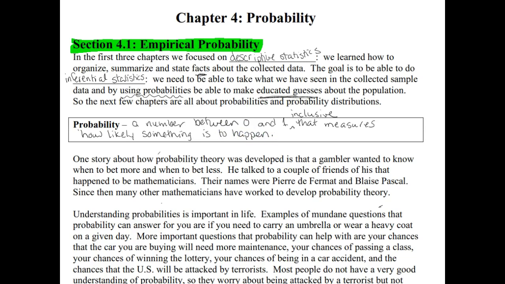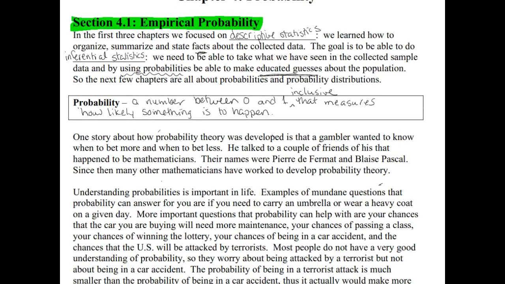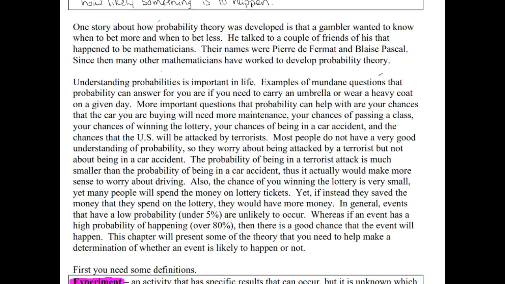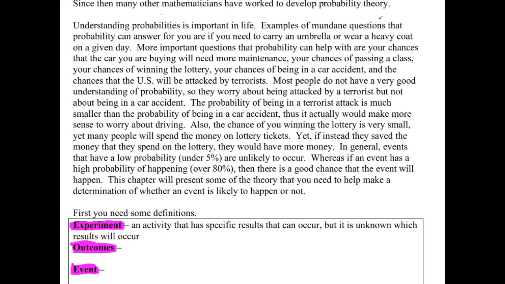So one story about how probability theory was developed is that a gambler wanted to know when to bet more and when to bet less. So he talked to a couple of friends of his that happened to be mathematicians, and so they computed all these probabilities for lots of different gambling types of games that existed at the time. But since then, mathematicians have worked this in to develop this thing called probability theory that basically is used in any decision-making process in lots of different areas out there. So understanding probabilities is important.